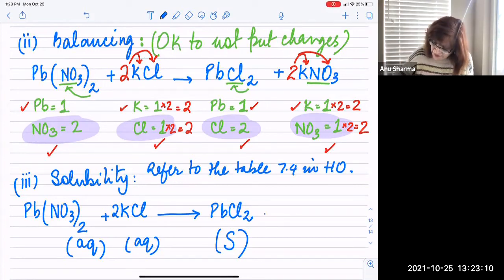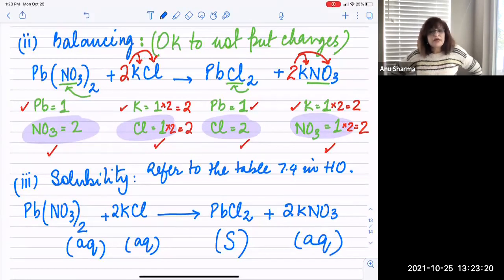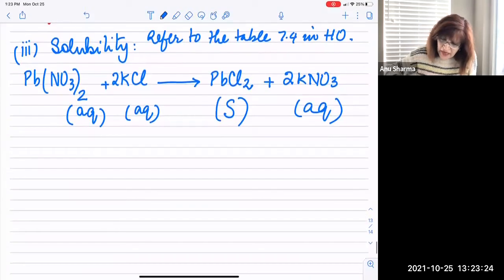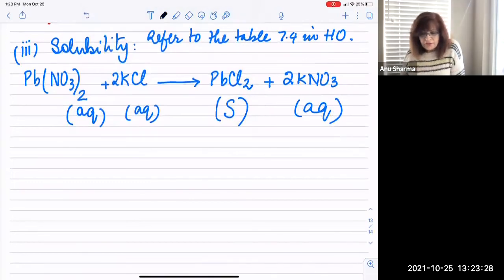Next is the potassium nitrate. So 2 KNO3: nitrates are soluble in water, aqueous. Now we have identified the solubility.